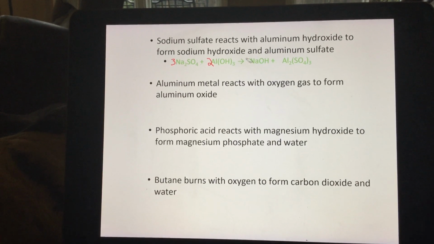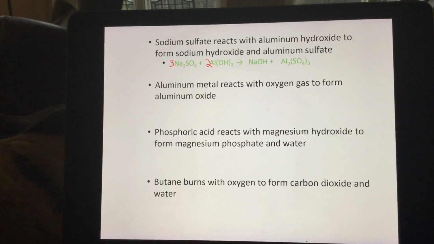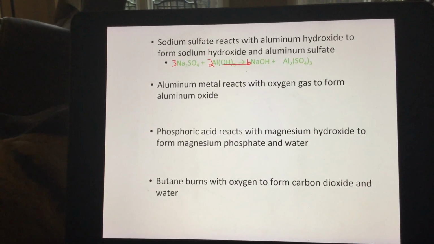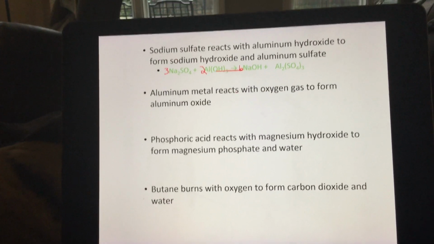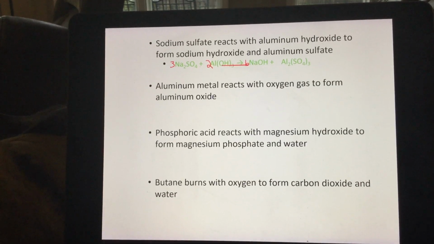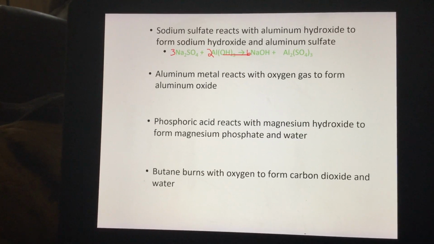So let me erase this. And I'm going to put a 6 out here in front. Oops, sorry, that's supposed to be a 6. So now my sodiums are back to being balanced. So again, that's one of the rules. If you've changed something you've already balanced, rebalance it before moving on.